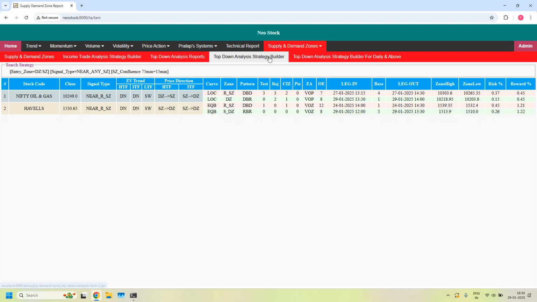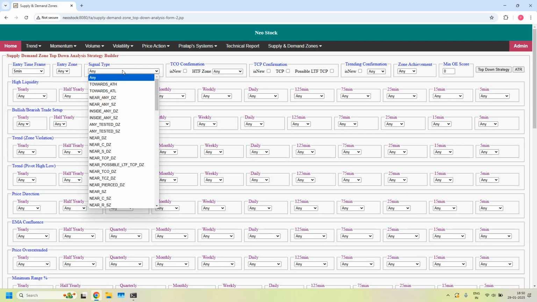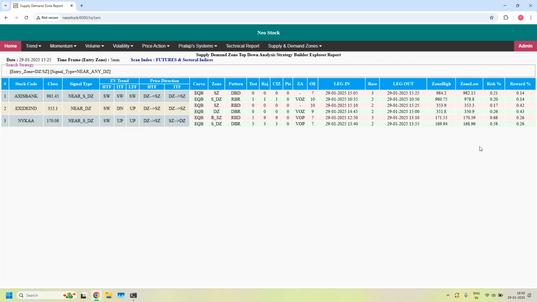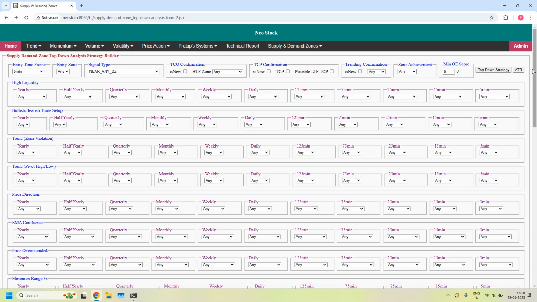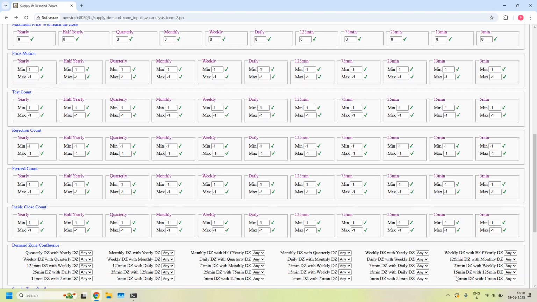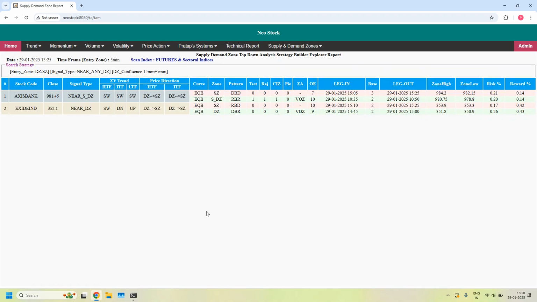Okay, next time frame is 5 minutes. Stocks near 5 minutes demand zone. We got 3 stocks. Let us check whether any of these zones have ITF demand zone confluence. That is 5 minutes demand zone with 15 minutes demand zone confluence. And I am enabling the filter. So with this filter, we got 2 stocks.